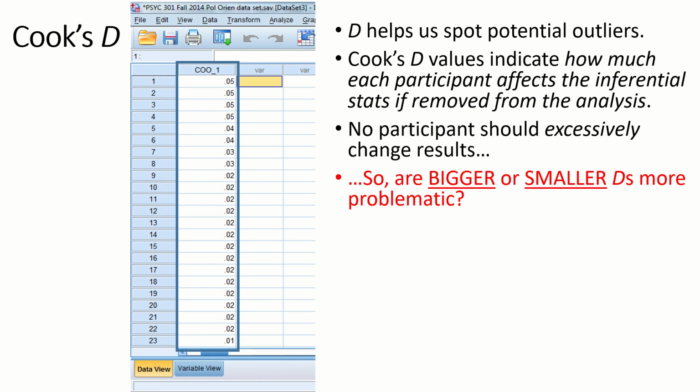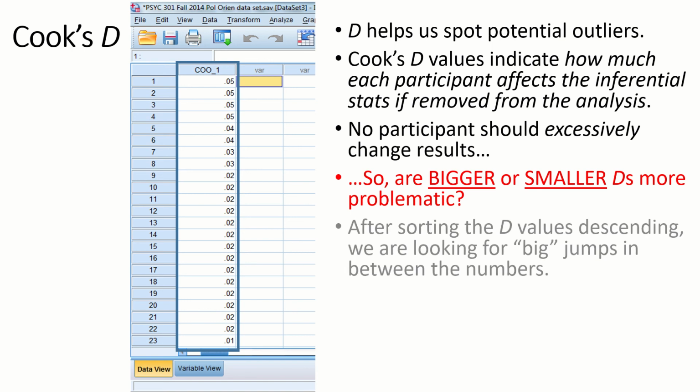So are bigger or smaller Cook's d-values more problematic? If each of these Cook's d-values represents how much a participant affects the inferential stats, and no participant should excessively change our results, we want smaller d-values. So bigger d-values are more problematic.